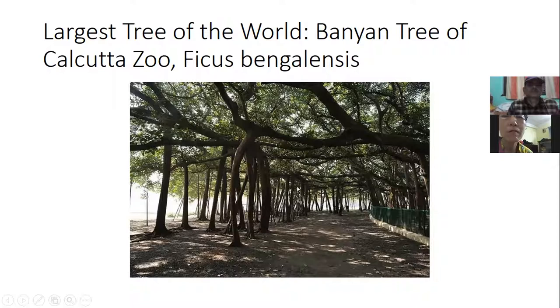So all of these trees are what is called vegetative reproduction. There are no seeds involved, no sex involved. It is only the branch that turns into a root, and from the root it turns into a tree itself. Okay, so that's the largest tree in the world. Now, besides these famous trees, we also have many species of ficus, which are extremely important to people of Nepal and India, but mostly I'm going to focus on people of Nepal, those who are living in the hill areas.